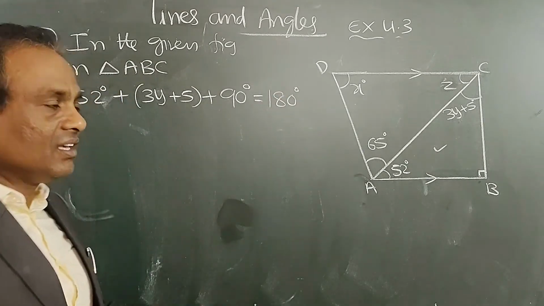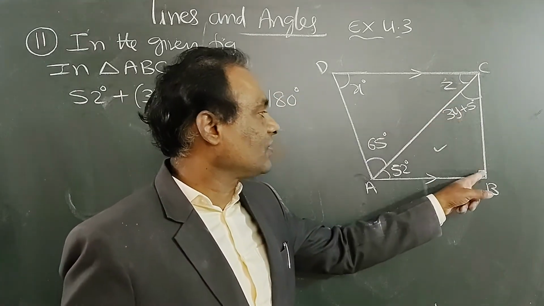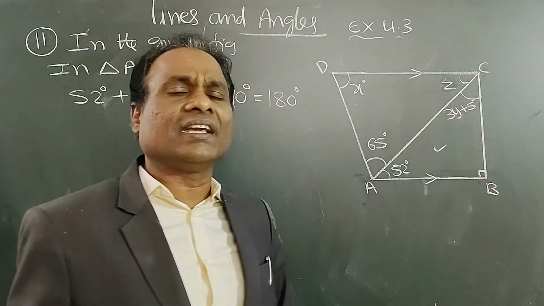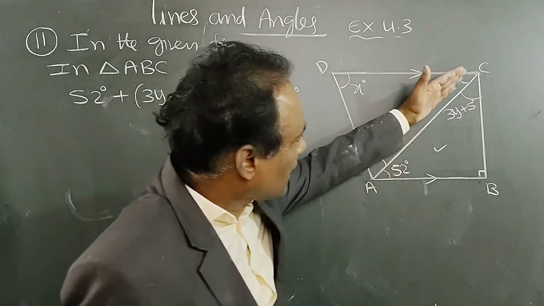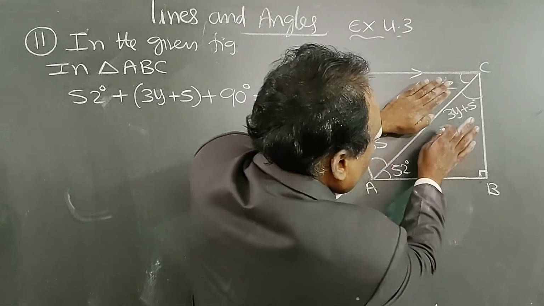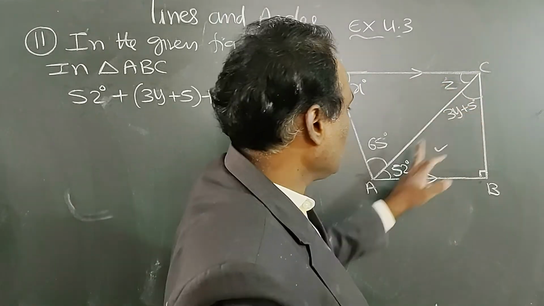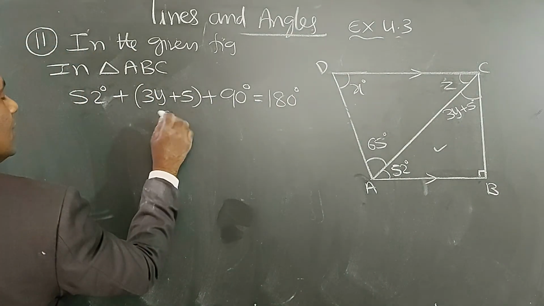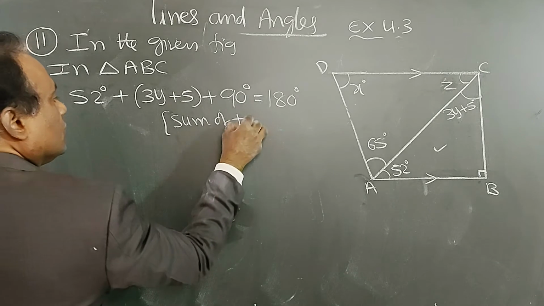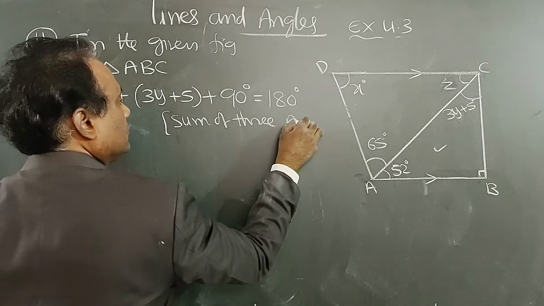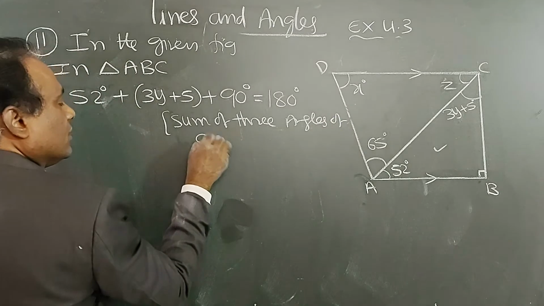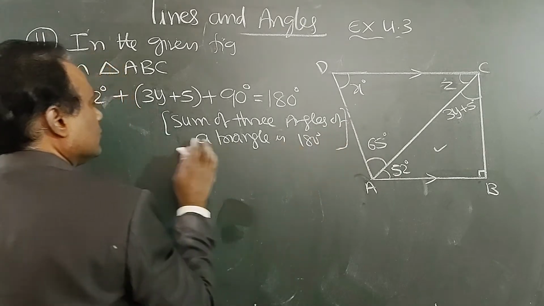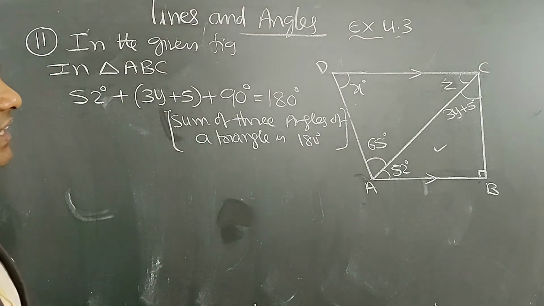Why? What is the reason? This angle plus this angle plus this angle is equal to 180. The reason is, in any triangle, the sum of three angles is 180 degrees. Don't forget about the remaining part, only look at this triangle. This angle plus this angle plus this angle is equal to 180 degrees. Sum of three angles of a triangle is 180 degrees.